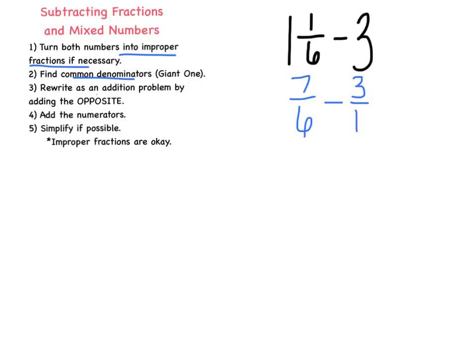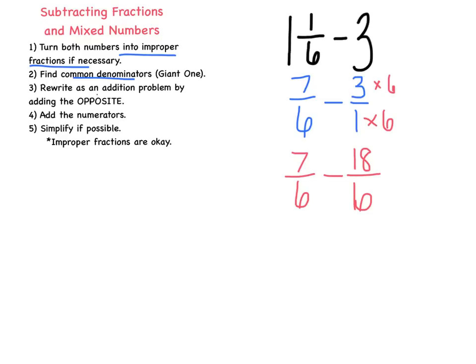Well, I know that 1 and 6 both go into 6, so this first one can just stay the same. But we need to multiply 1 by 6 to turn it into sixths, so we need to do the same to our top as well. So our new subtraction problem with common denominators is 7/6, which was just what it was before, minus 18/6.